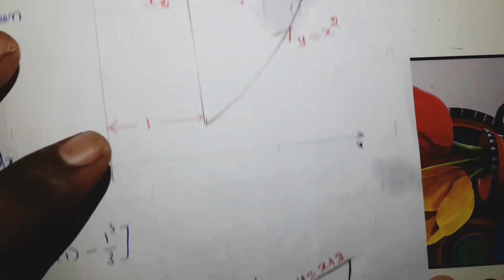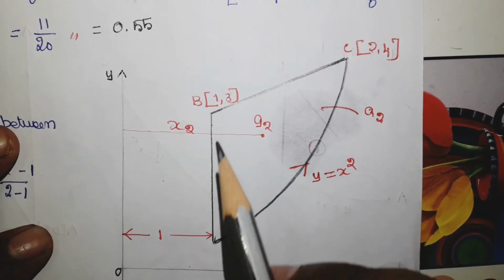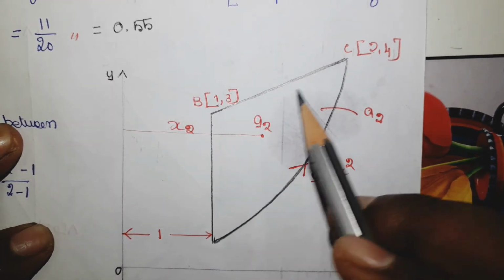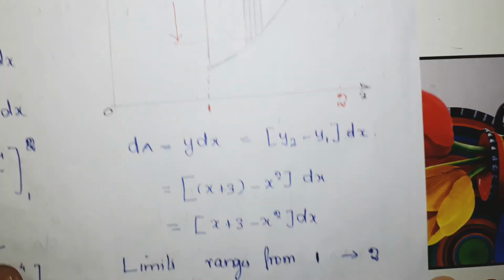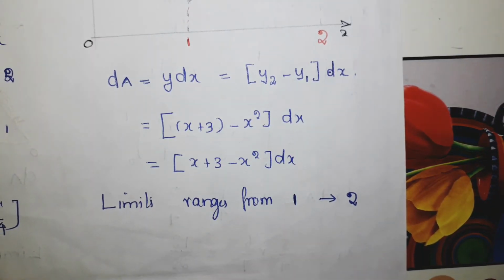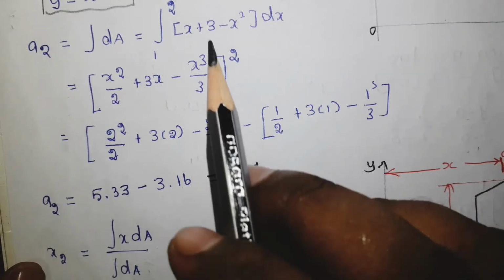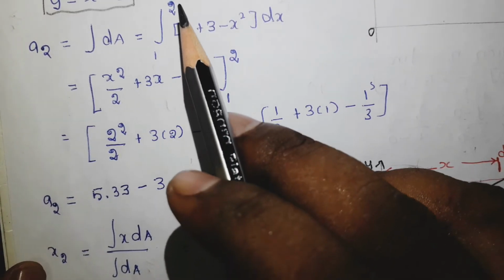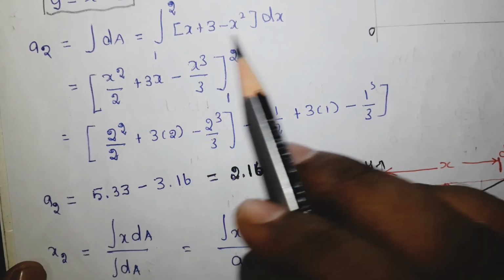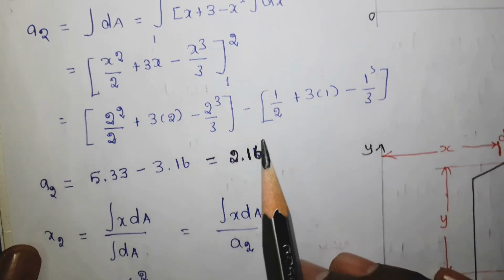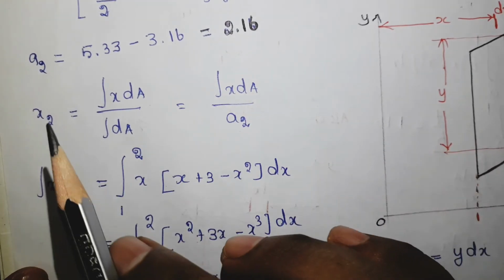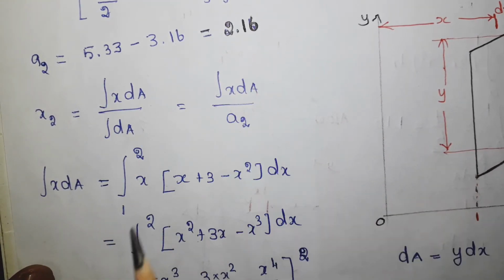Okay, this comes from this one. If you see here, x equal to 1, and for the upper limit x equal to 2. So the limit varies from 1 to 2. Now substitute dA, and here is the limit 1 to 2, and integrate the equation and substitute the upper limit and lower limit. Finally, you will get the answer for a2 is equal to 2.16.